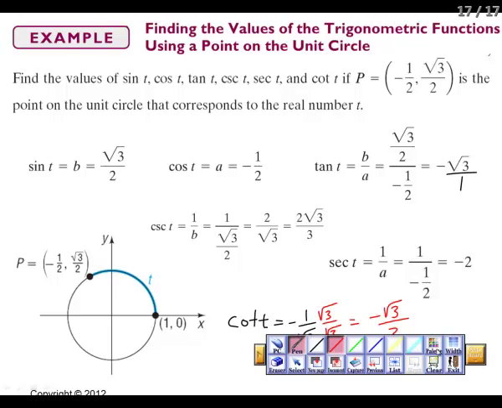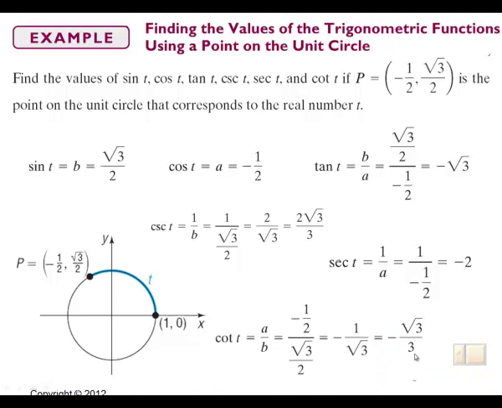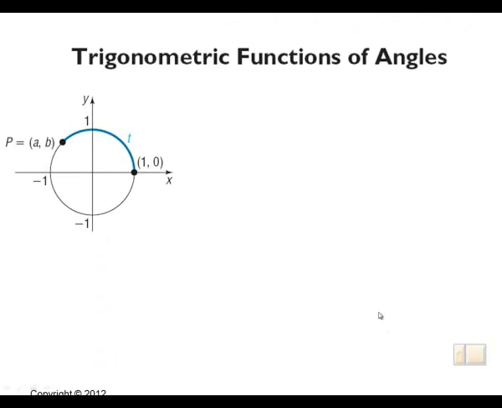And so we can see here that here's cotangent. They went ahead and applied cosine over sine and simplified it, and again, you have to rationalize here, and we get negative square root 3 over 3.